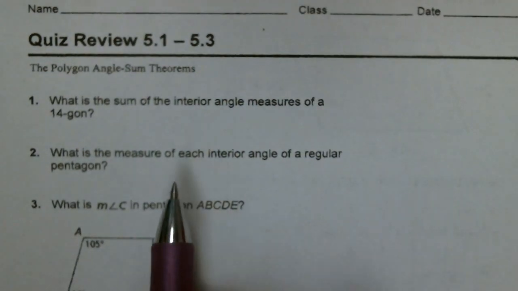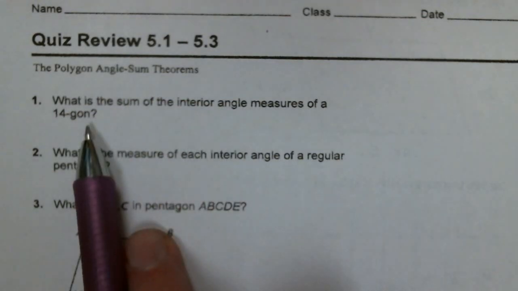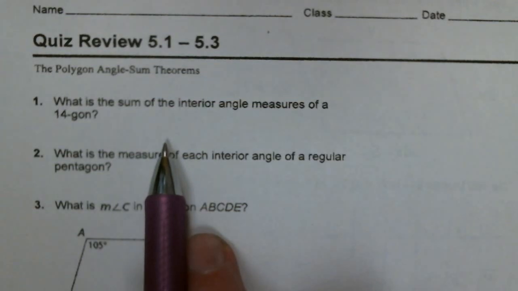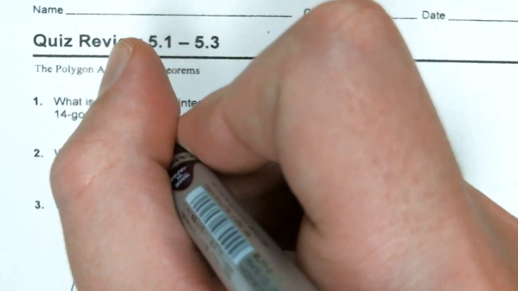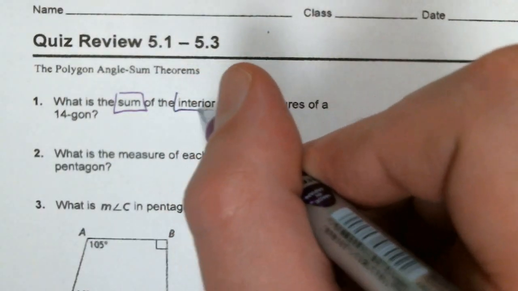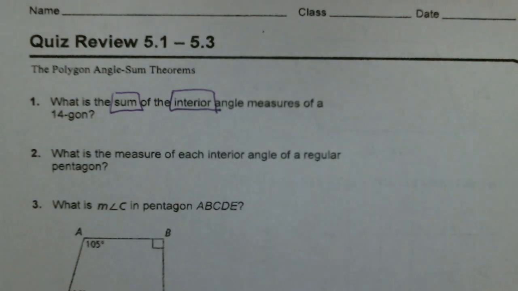Alright, so let's go ahead and jump right in. What is the sum of the interior angle measures of a 14-gon? The way I taught you guys to solve these problems with interior and exterior angles is to focus on the trigger words. I have the word sum. That's an important word. I have the word interior. That's an important word, okay? Sum of the interior angles.